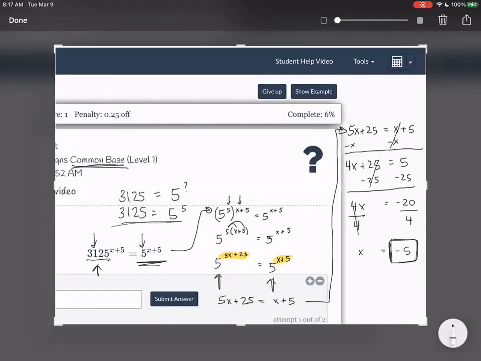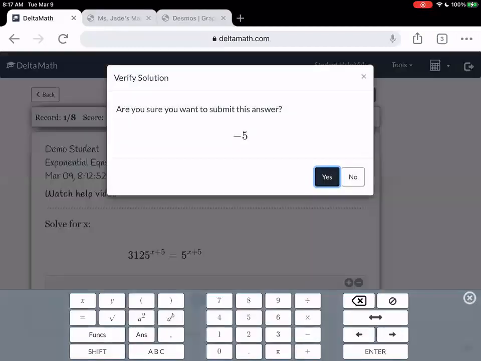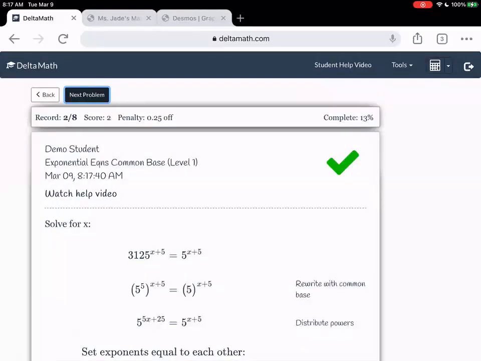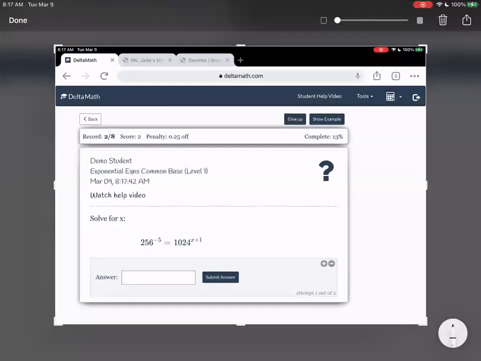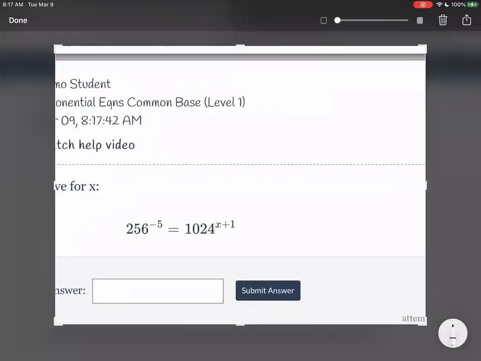Are there any questions? So I'm going to save this and enter negative 5 into the answer box. Cool, let's do one more. All right, so for this one, it says 256 to the power of negative 5 is equal to 1024 to the power of x plus 1.